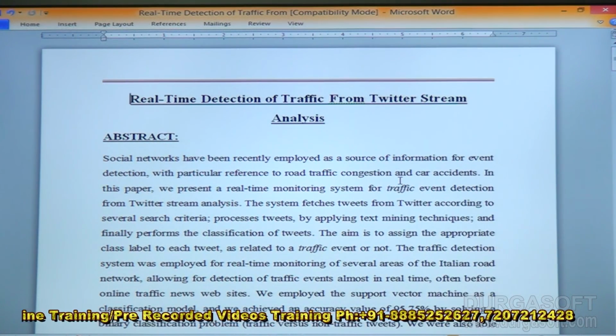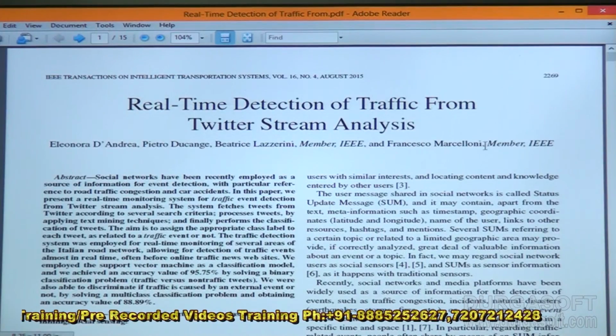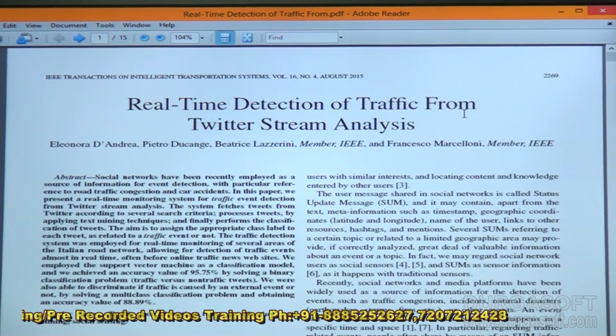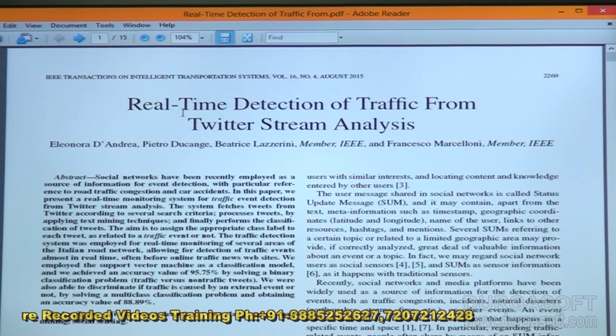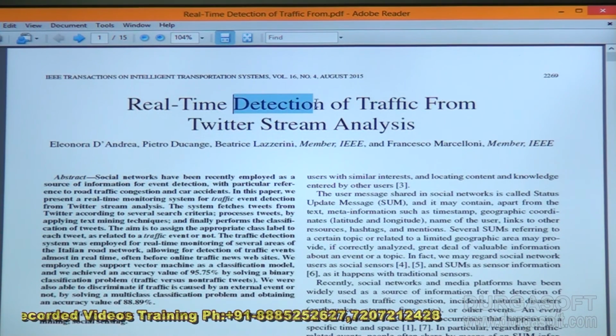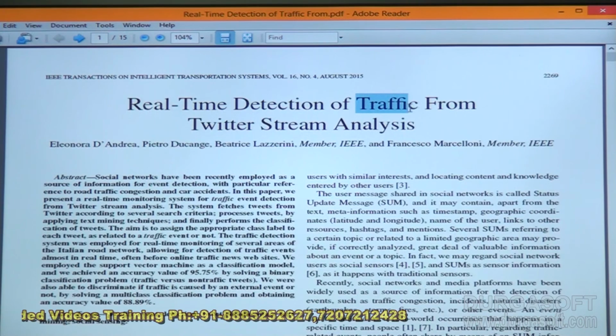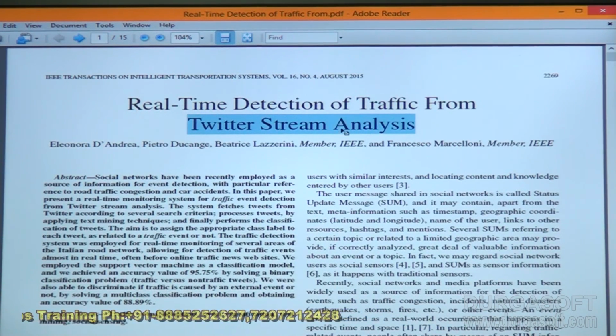Today I am taking the topic that is real-time detection of traffic from Twitter stream analysis. So we want to detect the traffic, how much traffic is generated, from Twitter stream analysis. We are detecting from Twitter how much traffic happens in real time, and we want to perform some analysis. So let me check the abstract for some more information about the topic.